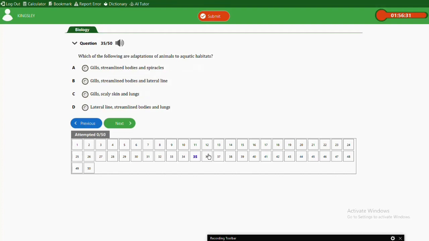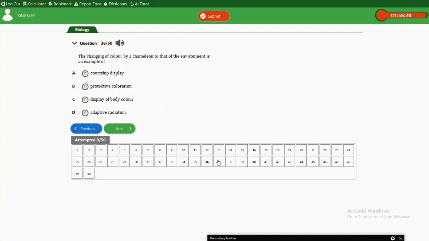So guys, the next question, question number 35 says, which of the following are adaptations of animals to aquatic habitats? A, we have gills, streamlined bodies, and spiracles. B, we have gills, streamlined bodies, and lateral line. C, we have gills, scaly skin, and lungs. And D, we have lateral line, streamlined bodies, and lungs. So option B is the correct answer to this question.